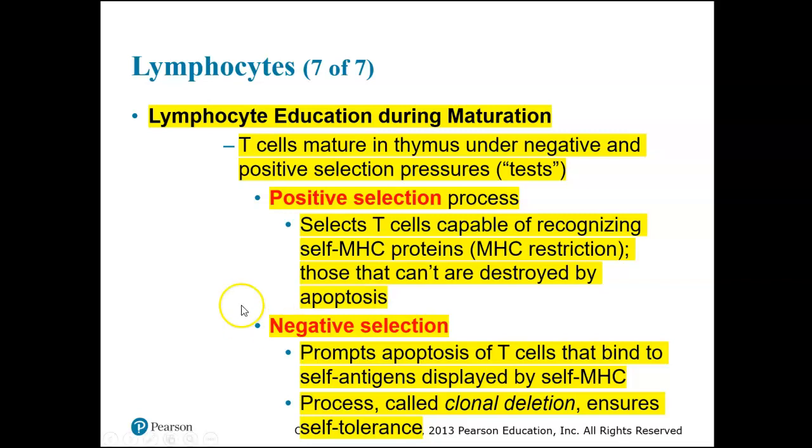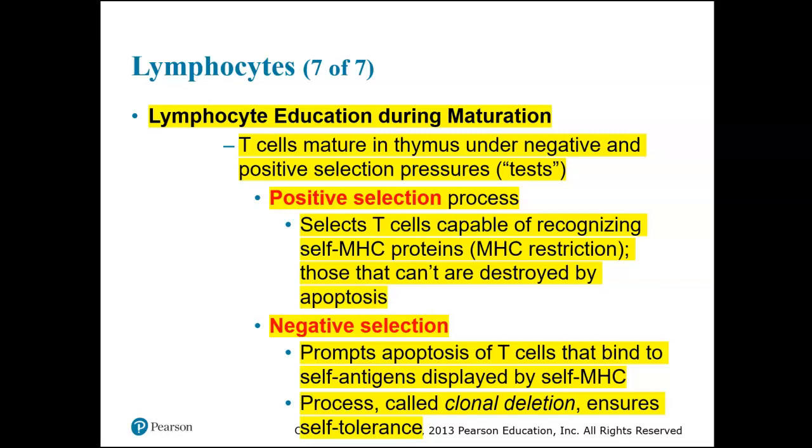Okay, so the education part for T cells, again, they mature in the thymus. They're formed in the bone marrow, but they mature in the thymus. And with positive selection, this selects T cells that are capable of recognizing self-MHC proteins. Those that can't are destroyed. So positive selection selects T cells that can recognize self-antigens, and destroys ones that can't, because the ones that can't are going to attack them.